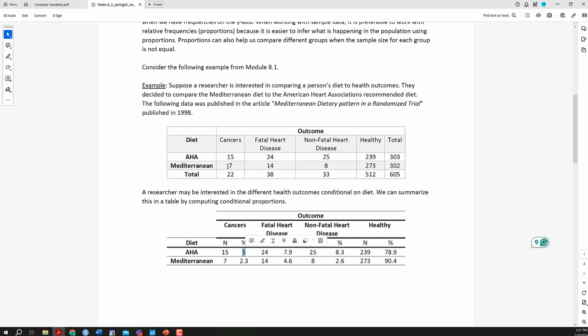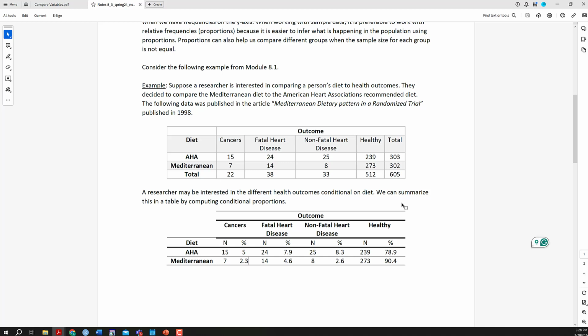And then out of the Mediterranean diet, 7 out of the 302 developed cancer. And 7 divided by 302 is 2.3. So 2.3% of people on this diet developed cancer. And we could go through and do that for each of the outcomes.